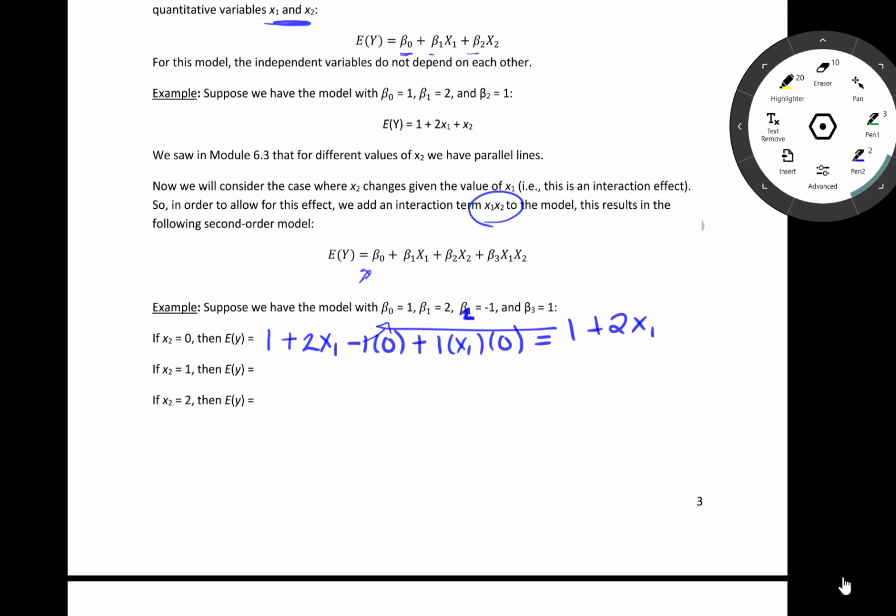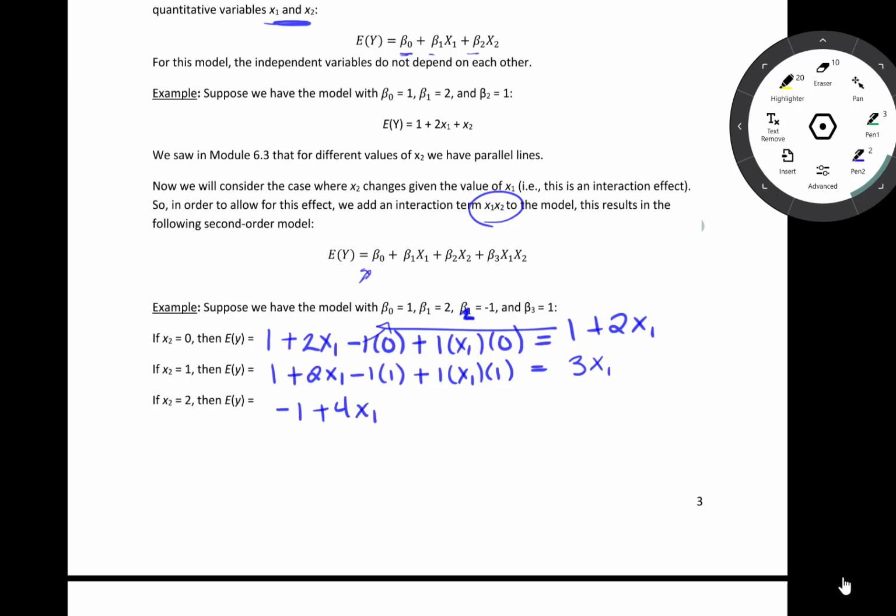Alright, we can do the same thing for when x2 is equal to 1 and for when x2 is equal to 2. So let's do that. Here we're still going to have 1 plus 2x1 minus 1 times 1 plus 1 times x1 times 1. And so notice here, what's going to happen is we're going to have 1 minus 1, which is 0, and then we're going to have 2x1 plus x1, which is 3x1. And if we do something similar for when x2 is equal to 2, we get minus 1 plus 4x1.